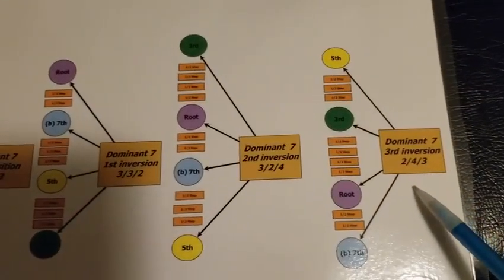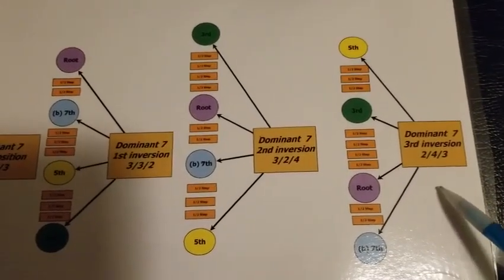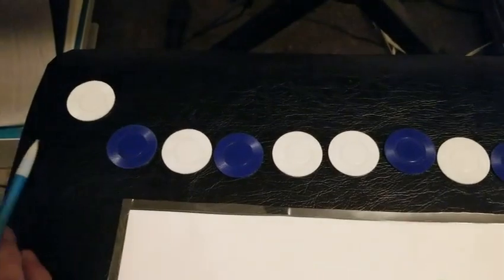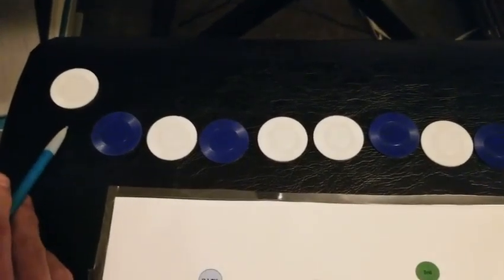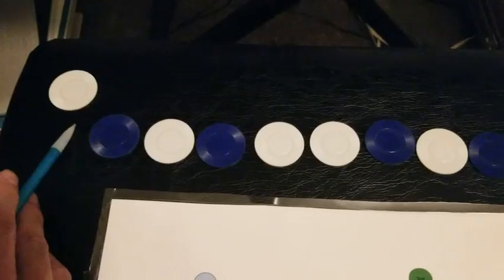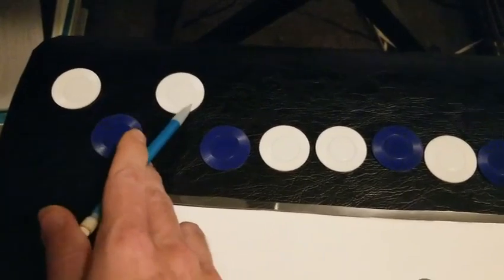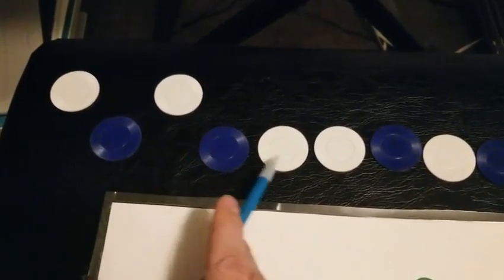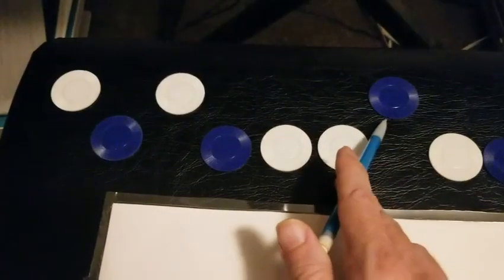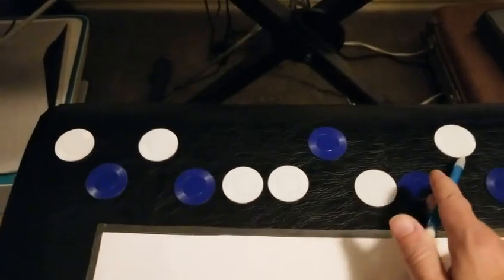And now let's do the third inversion with the 7th on the bottom. We're using C as our 7th on our dominant 7. We're going to leave the C, and we're going to count a 2-4-3 third inversion dominant 7 form from C. So 1, 2, and we count the 4, 1, 2, 3, 4, and then 3, 1, 2, 3. So there you have a dominant 7 chord in third inversion.